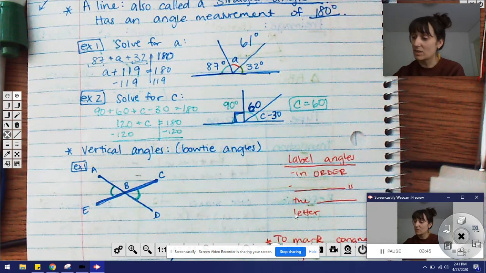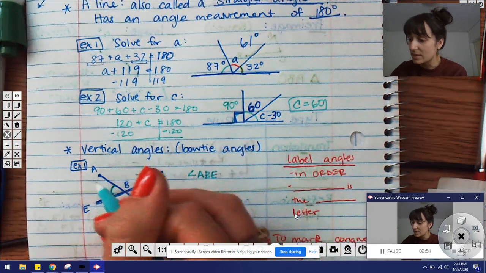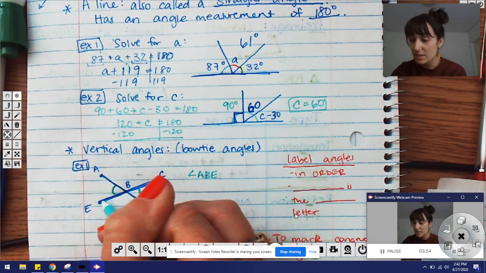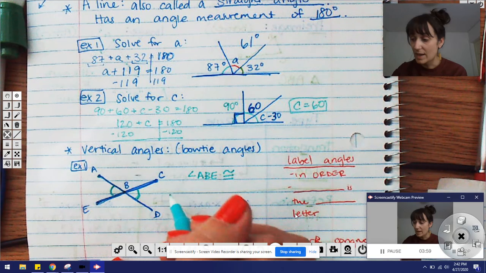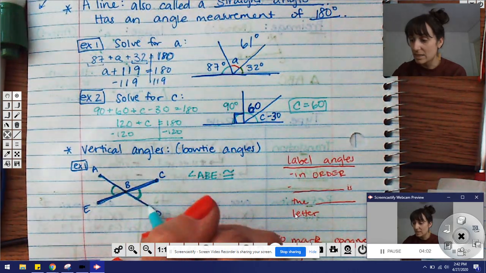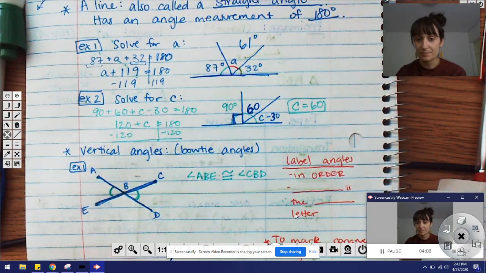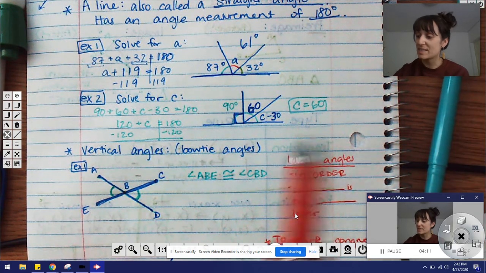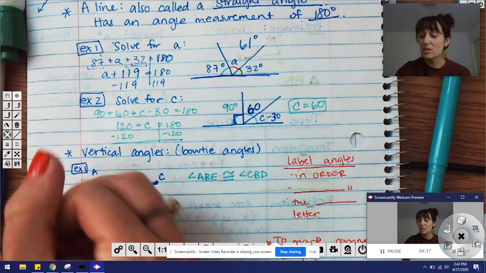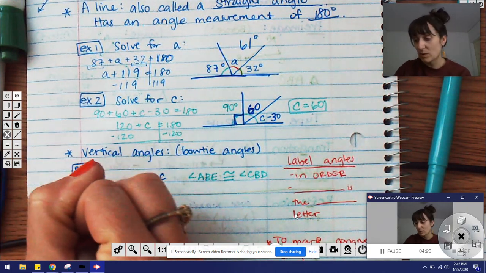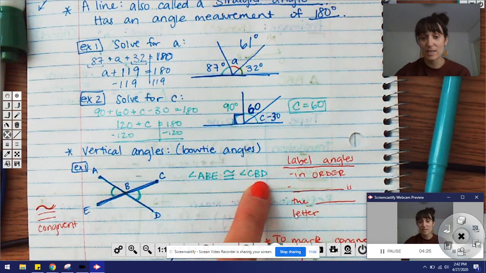So what that means here is angle ABE is congruent to angle CBD. A few things here. First things first is this symbol. It's like an equal sign with a squiggle on top. That means congruent, or the exact same size. Angle ABE is congruent to angle CBD.